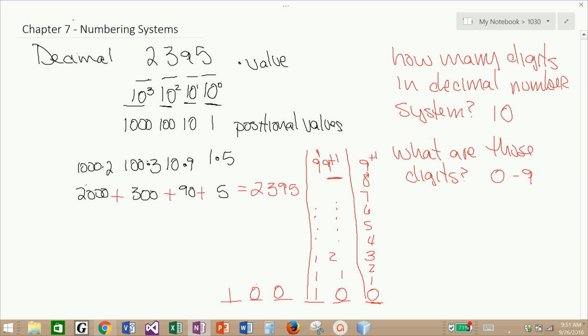Now I want to know if everybody agrees with me that if I go 7, 8, 9, 10, the next number is 10, which is 2 positional values. And then if I count up 97, 98, 99, 100, now I go from 2 to 3 positional values to 100. All right, so I want to keep this in mind as we move to our next numbering system, binary.